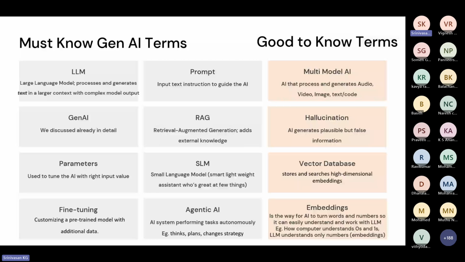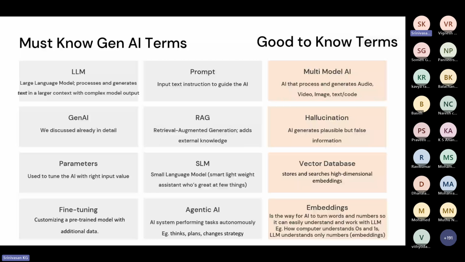So if you have a huge number of parameters, it is going to take more processing, and it is going to be more complex. Also, it is going to give an accurate result, because it has a vast amount of data that is going to get stored. So that is what the parameter is all about.